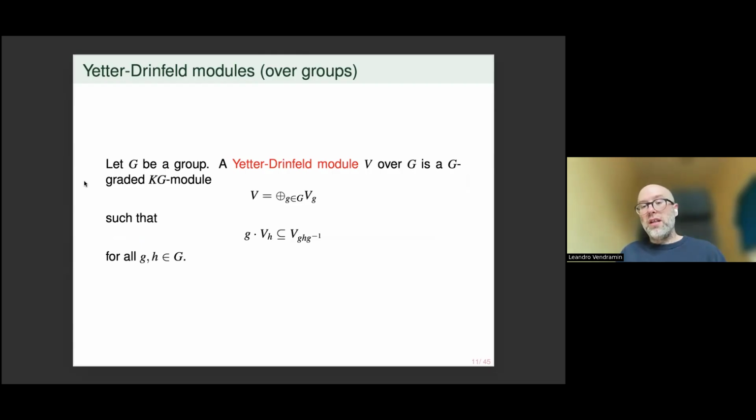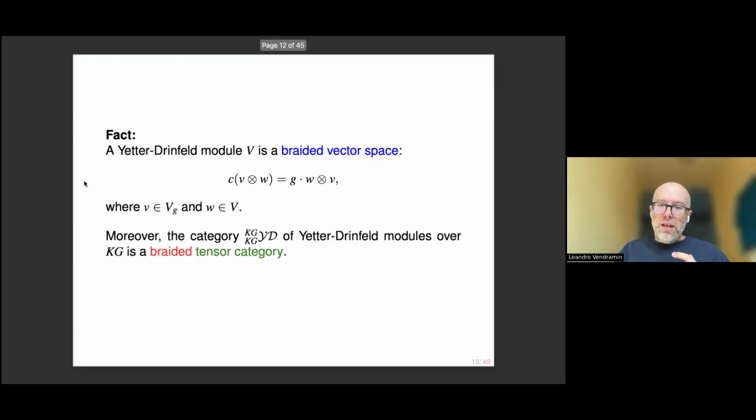So you have a grading by G, and also a G action, and then you have a compatibility, which is this formula using conjugation that I wrote there. Okay, and Yetter-Drinfeld modules form a very nice category. It's a tensor category, but also comes with a braiding. So you can make a tensor product of two Yetter-Drinfeld modules to get a new Yetter-Drinfeld module. And also for every Yetter-Drinfeld module, you have a canonical braiding, which is that formula that you see there.